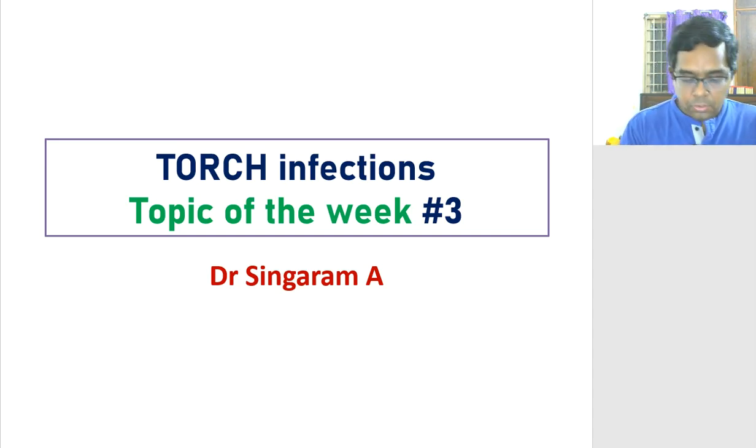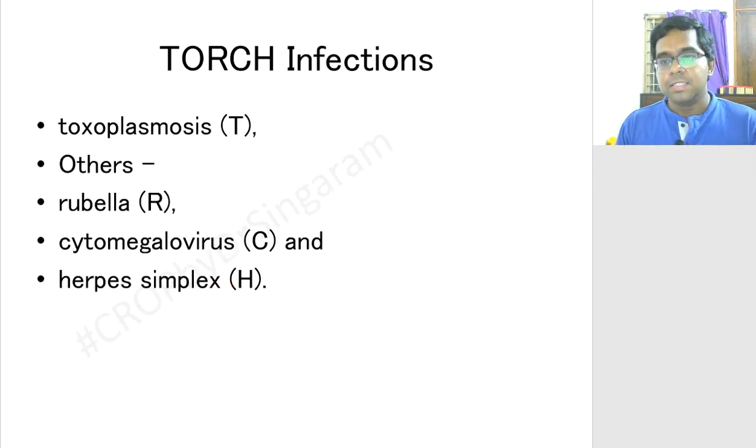As you all know, TORCH infection is an acronym for a certain set of infections which are transmitted intrauterine, or what we call congenital infections. So TORCH is an expansion which stands for T for Toxoplasmosis, O for Others, R for Rubella, C for Cytomegalovirus, and H for Herpes. This Others is the ever-expanding group.